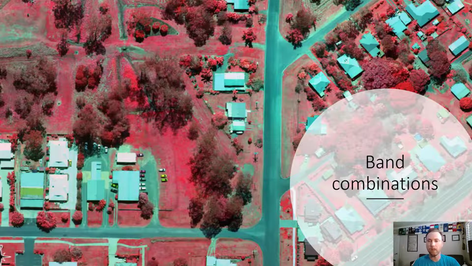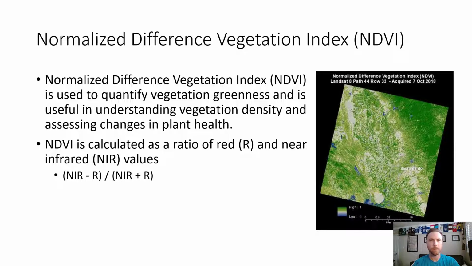All right, so a little bit about color band combinations. How do we imitate the light that our eyes see? How do we create images like the one you see here, the sample of infrared images? So it all comes down to certain combinations of bands. One very common band combination is what we call the NDVI, the Normalized Difference Vegetation Index. It's used to quantify vegetation greenness or health of vegetation, and it's useful for understanding vegetation density and assessing changes in plant health over time.